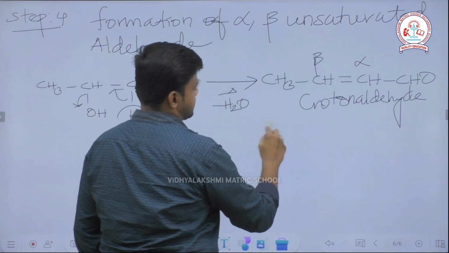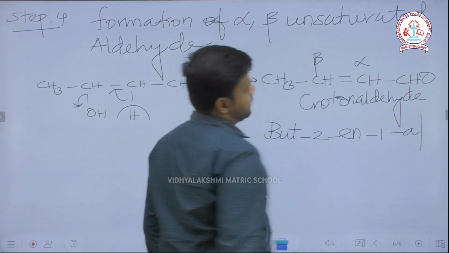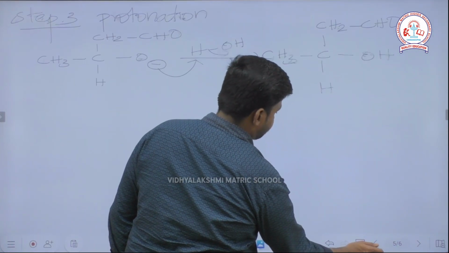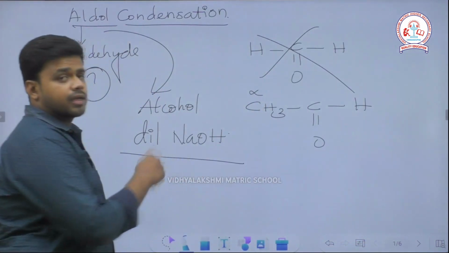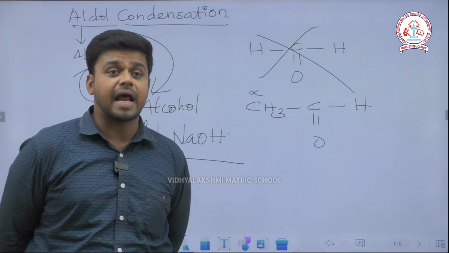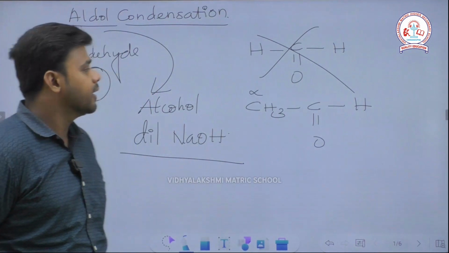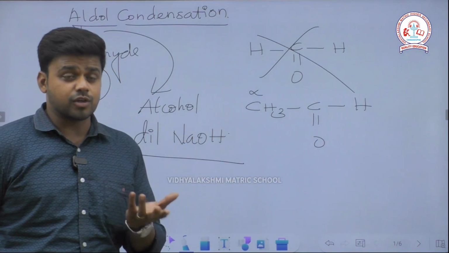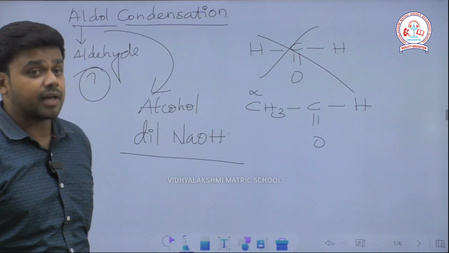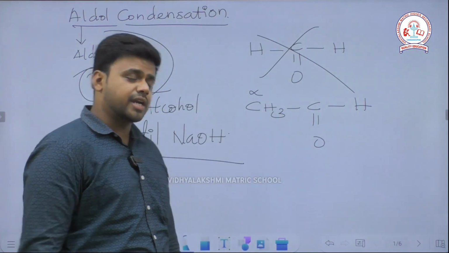Or in IUPAC we call it 2-butenal. This aldol condensation happens between two same aldehydes, or two different aldehydes, or between an aldehyde and a ketone. When it happens with a ketone, we call it a ketol condensation. The product contains a hydroxyl functional group and the aldehydic functional group. That's why it is called an aldol. Formaldehyde will not undergo the aldol condensation because it does not have an alpha carbon. Acetaldehyde has an alpha carbon, so the reaction happens.